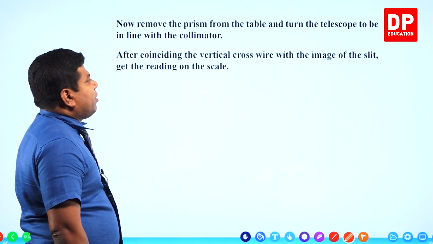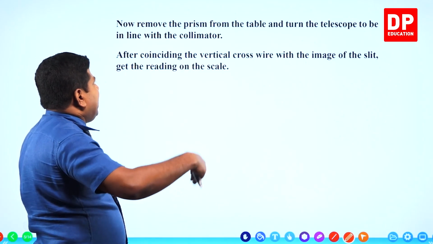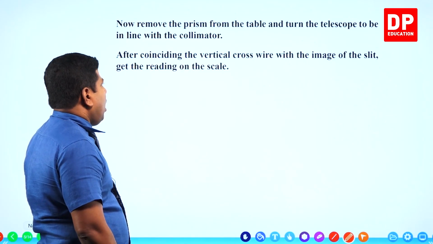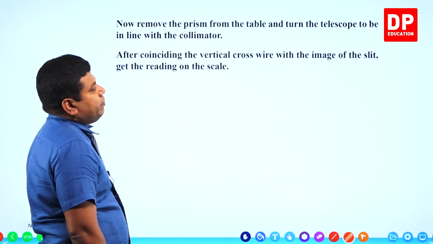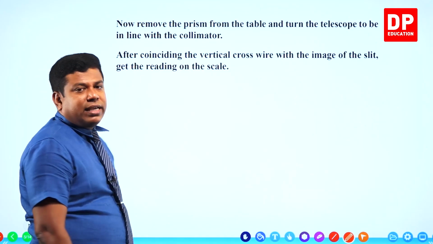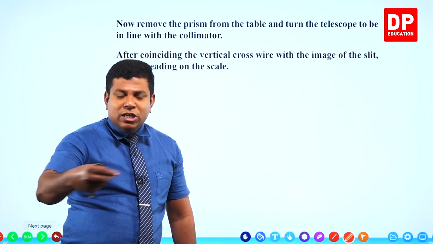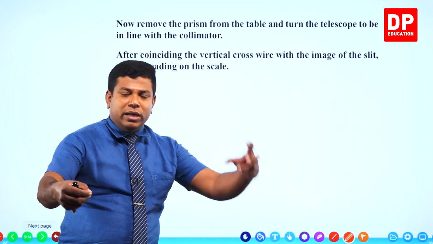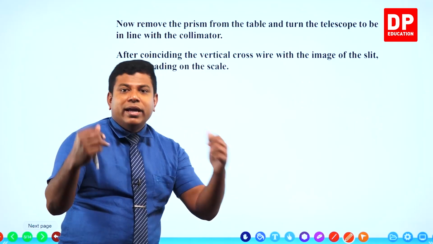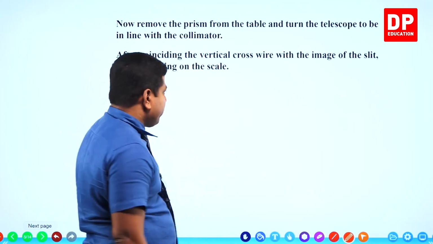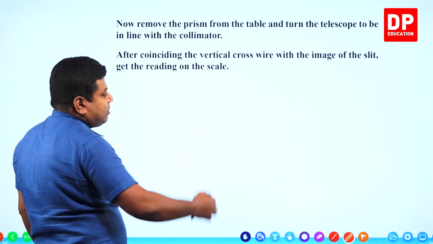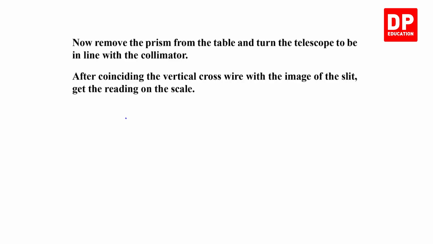Now remove the prism from the table and turn the telescope to be in line with the collimator. After coinciding the vertical crosswire with the image of the slit, get the reading on this scale. So that's the second reading. Without the prism, align the collimator and the telescope straight and get reading number 2. The minimum deviation will be the difference between R1 and R2.